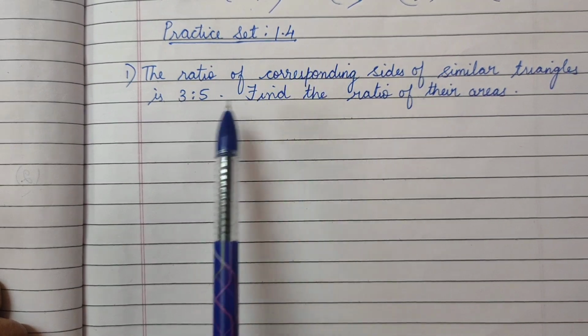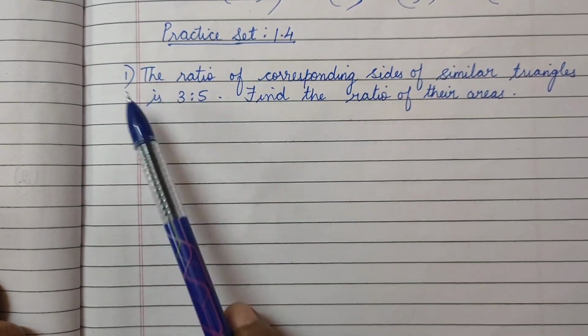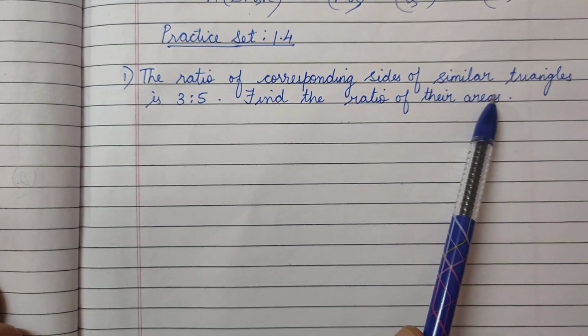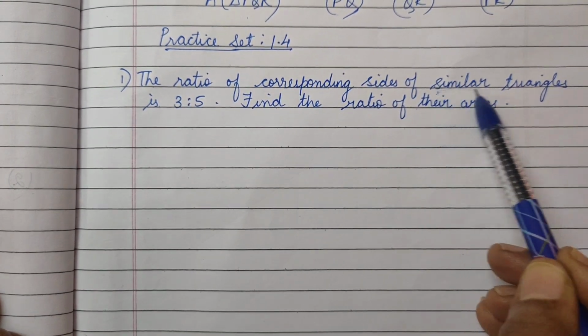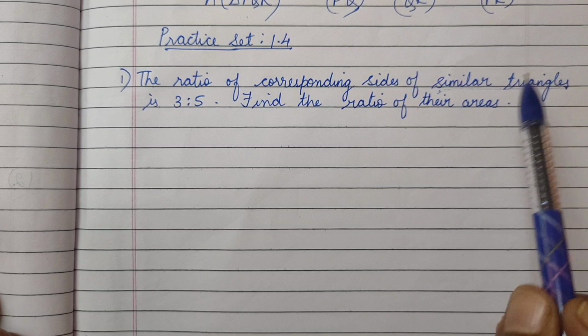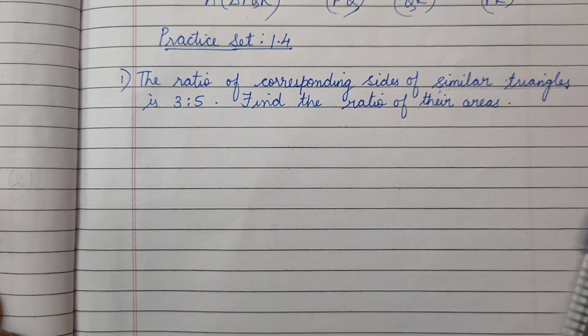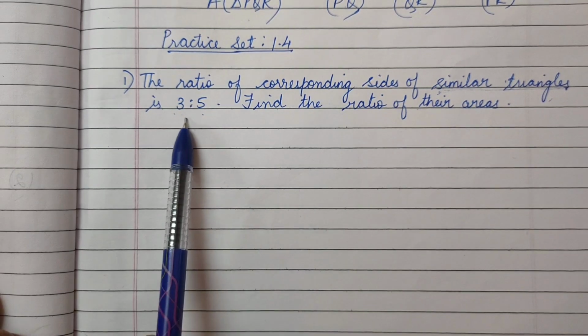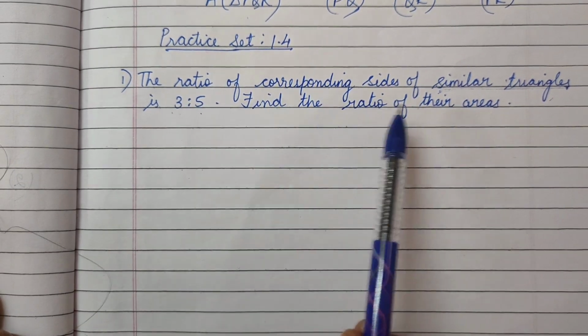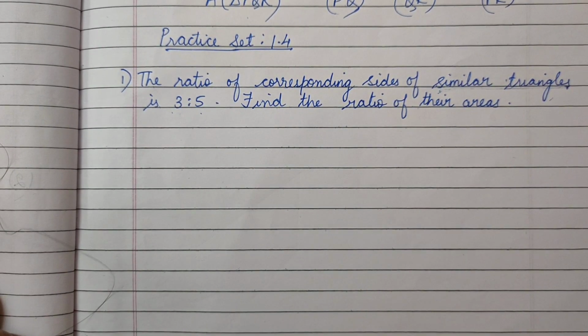Practice set 1.4, first sum. The ratio of corresponding sides of similar triangles. See, you can see the wording here, similar triangles, so we can apply the theorem of areas of similar triangles. It is 3:5. That means the corresponding sides ratio is given as 3:5. Find the ratio of their areas.